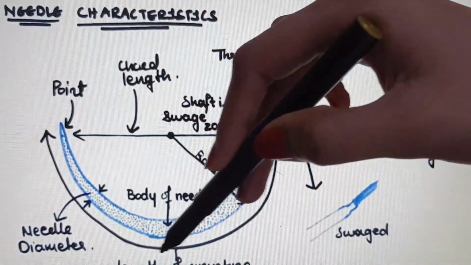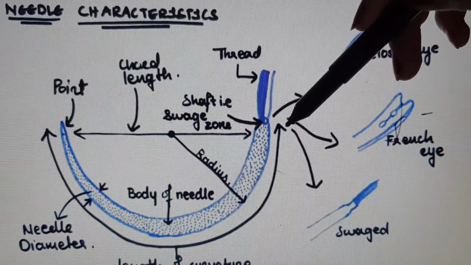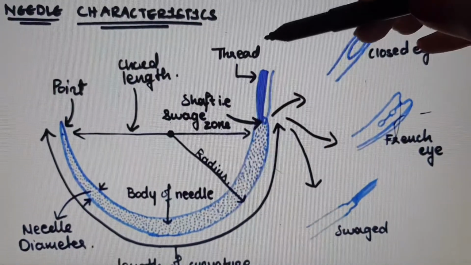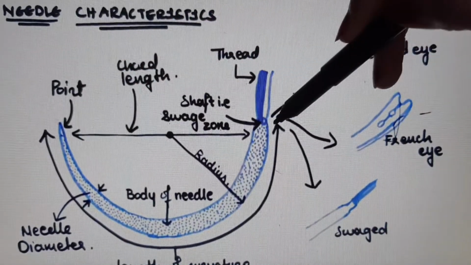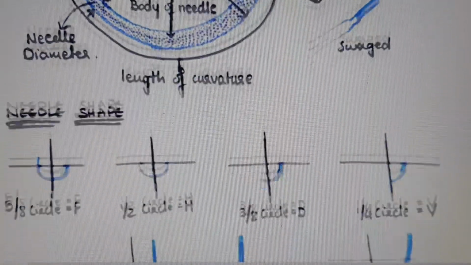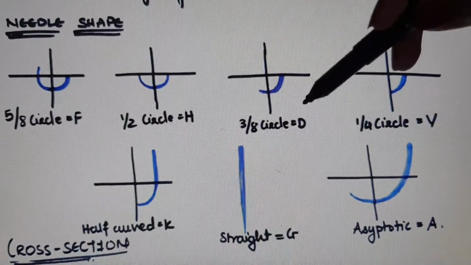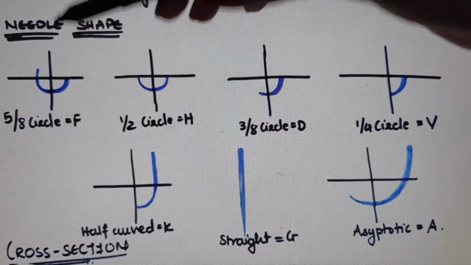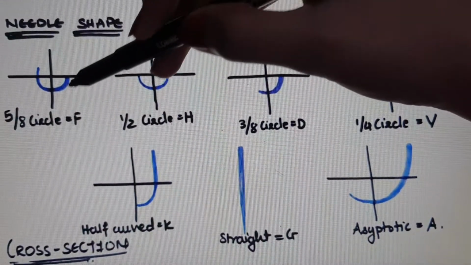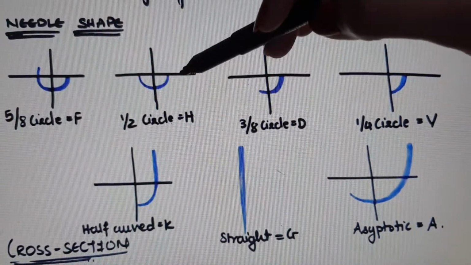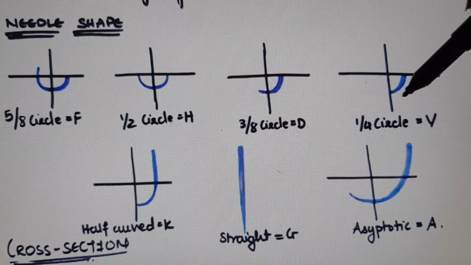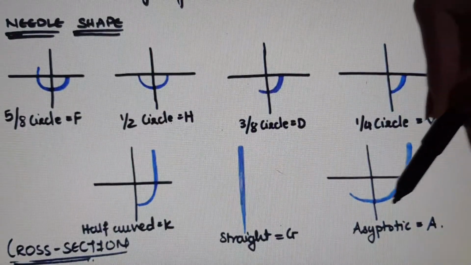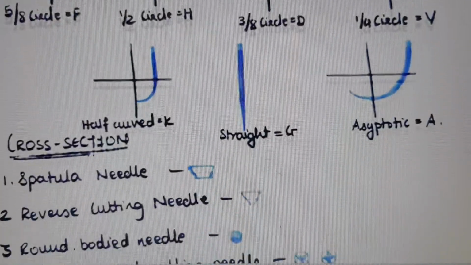Then this is the curvature of the needle or the length of curvature. The radius of the needle is measured as so, and this is the chord. There are various shapes of the needle which are present in the market. Most frequently used for soft cutaneous surgeries is the 3/8 circle. We have many other needle shapes such as the 5/8, half, 1/4, half curved, straight, asymptotic. Then by cross section it is classified as follows.